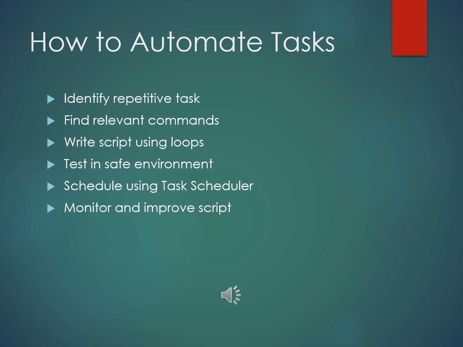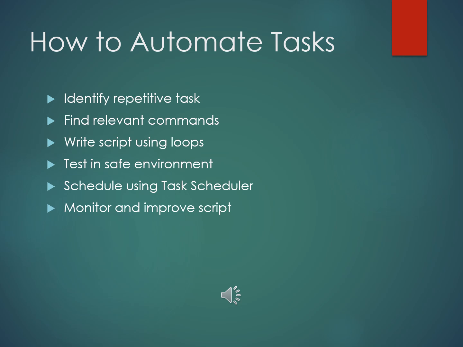Now the most important question: how do you actually start automating? Step 1. Observe your daily work. Don't jump into scripting immediately. First, identify what tasks you repeat regularly. Step 2. Learn the commands. PowerShell has built-in help. You don't need to memorize everything. You just need to know how to find commands. Step 3. Build small scripts. Start simple. Maybe automate user creation. Then add loops, conditions, validations.